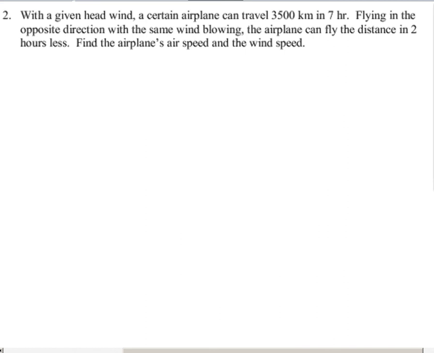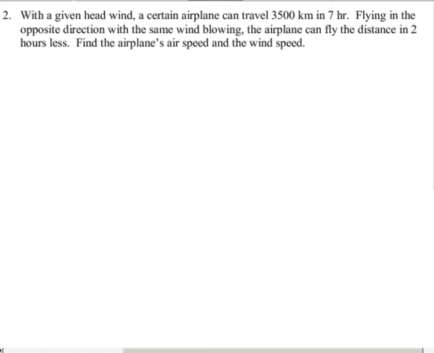All right, on the second one, it says with a given headwind, a certain airplane can travel 3,500 kilometers in 7 hours. Flying in the opposite direction with the same wind blowing, the airplane can fly the distance in 2 hours less. Find the airplane's airspeed and the wind speed.